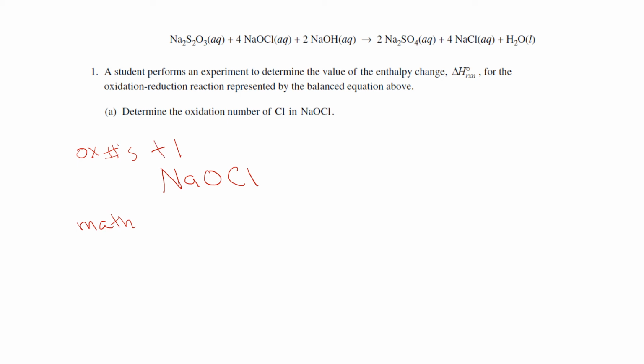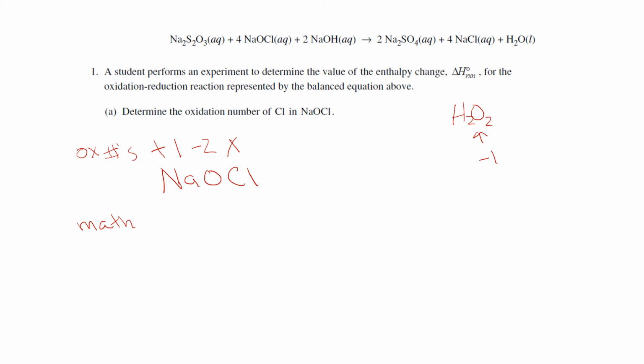Oxygen is always going to be a -2 unless it's in peroxide, in which case it will be a -1. Chlorine, if it's forming just a binary ionic compound, it's just going to be the charge of that particular ion, but that's not the case here. So I can't make an assumption that that is -1. So I'm going to assign that my variable x. Now I'm going to do the math.